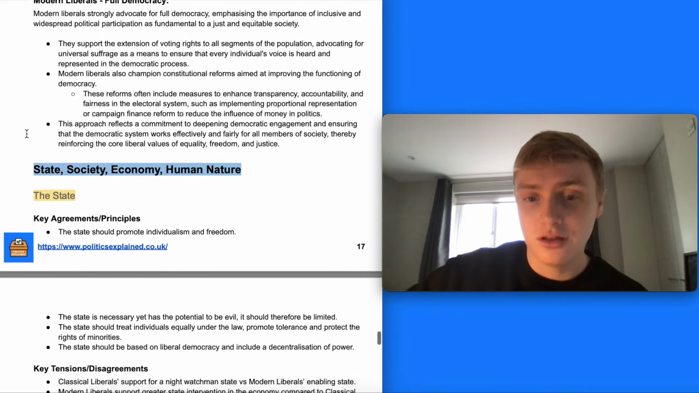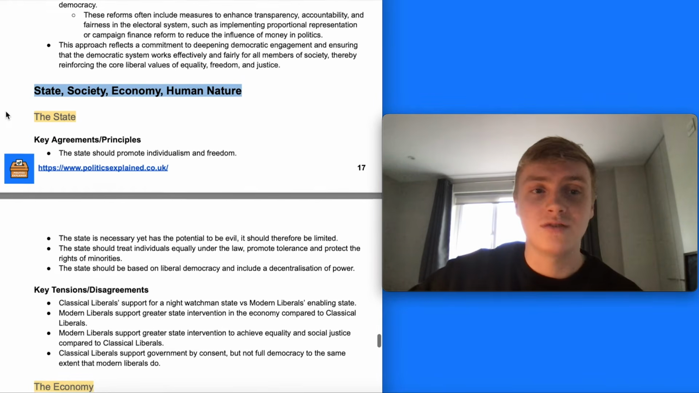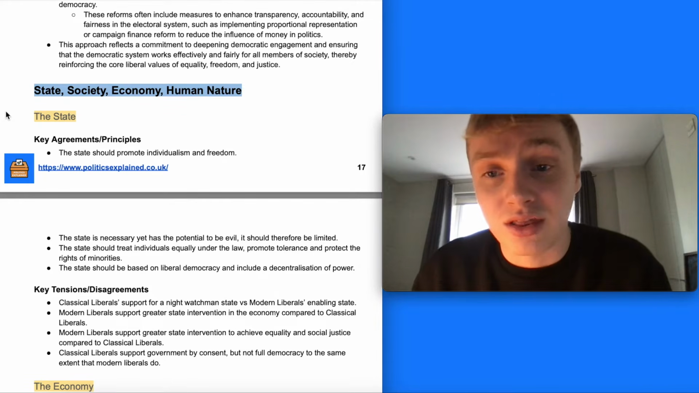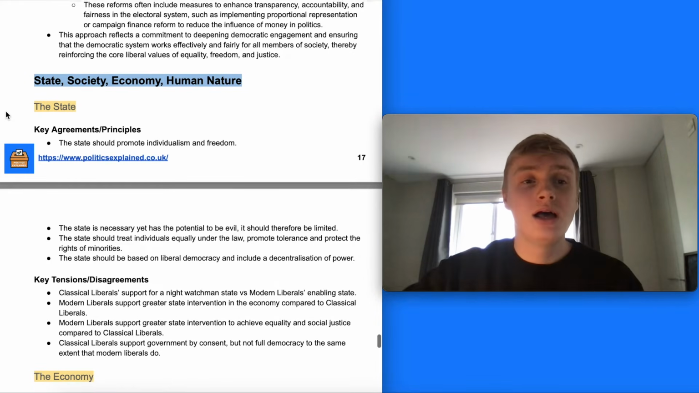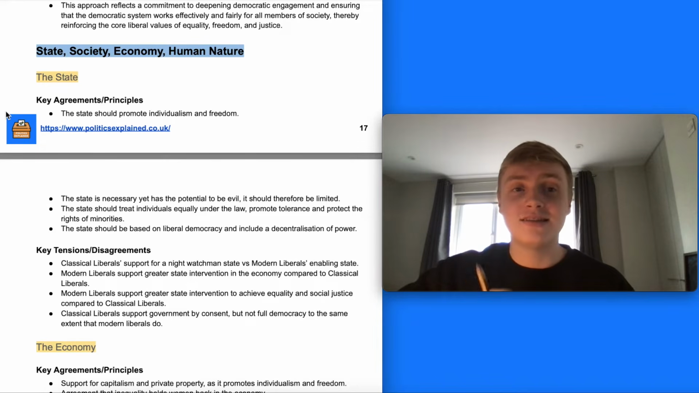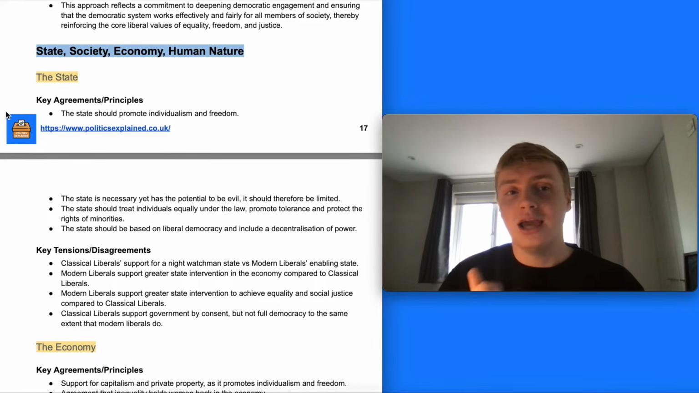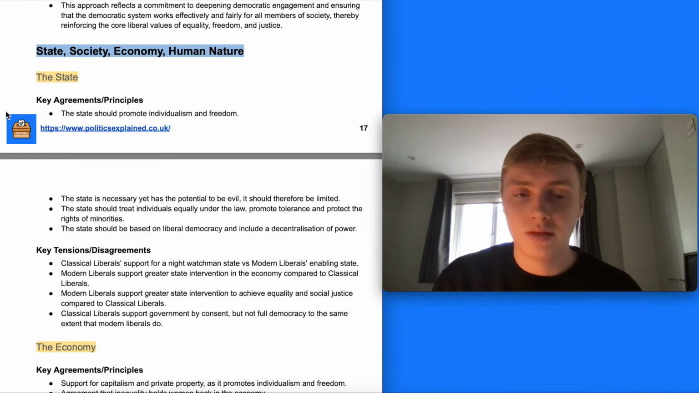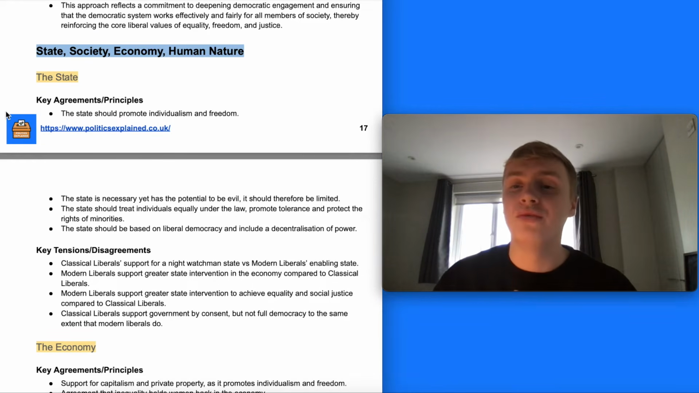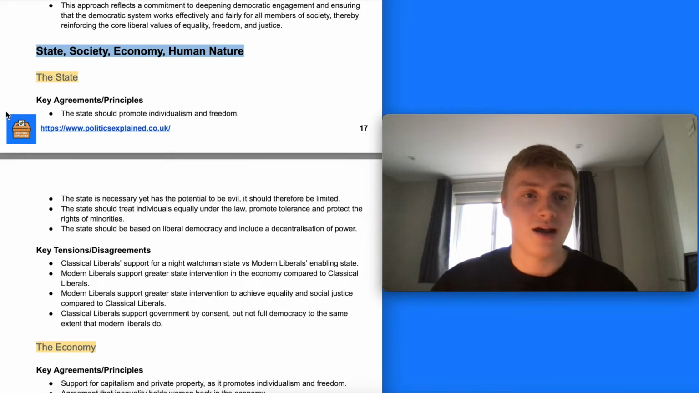Cool. So that was pretty much going through all of the key principles and the agreements and disagreements within each. What I'm going to look at now is the state, society, economy, and human nature, summarising the key agreements and disagreements for each, and this should really help you in planning your essays.